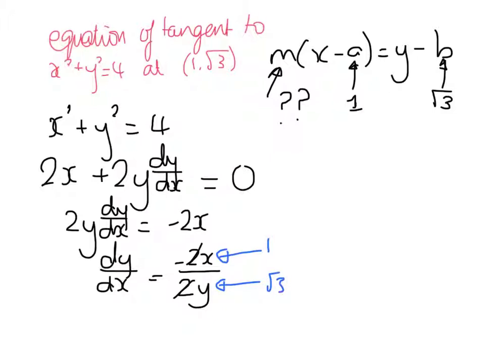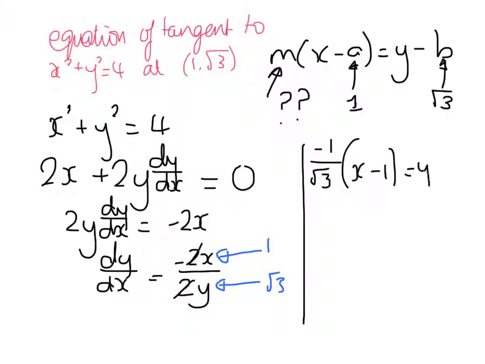So dy by dx at the point (1, root 3) is minus 1 over root 3, and that's the gradient that we needed for the equation of the tangent. So the actual tangent is minus 1 over root 3 times (x minus 1) equals y minus root 3.